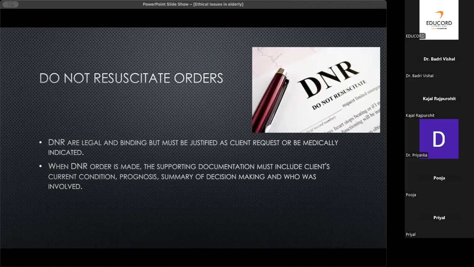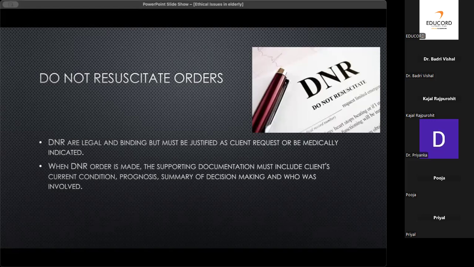So, what is resuscitation? It's an emergency protocol when a person has stopped breathing or their heart has stopped, and the patient is resuscitated or brought back to consciousness through proper resuscitation, which is CPR, cardiopulmonary resuscitation. But what will happen if a DNR has been given? So DNR is a legal and binding document which is made by the client, or it is medically indicated that the patient should not be resuscitated. Okay, there is no benefit, or the client does not want to be resuscitated, then a legally binding document should be made, which is known as a DNR.